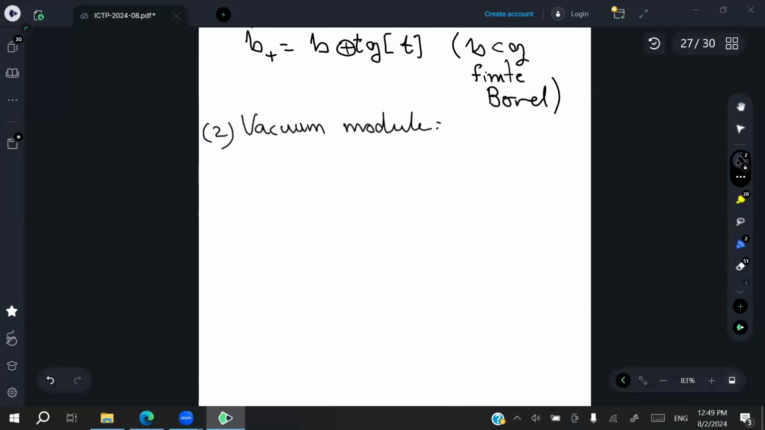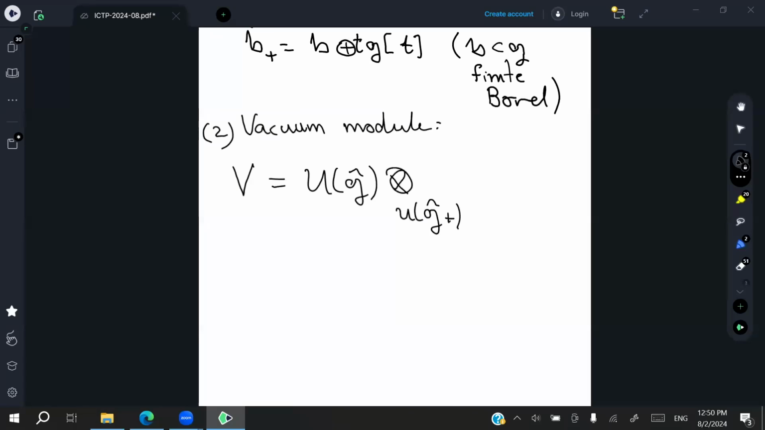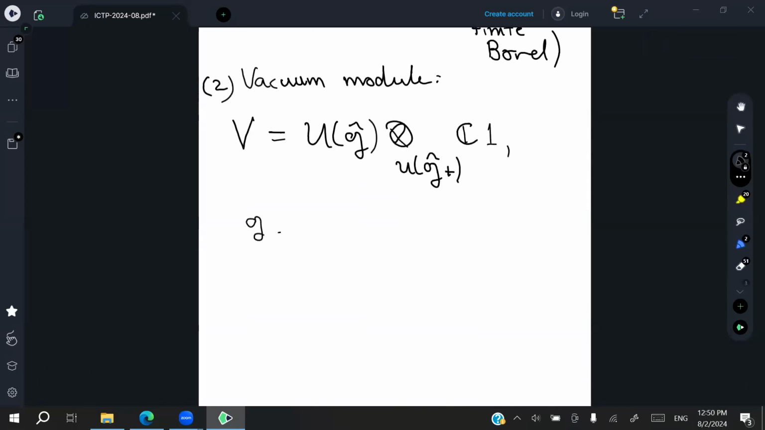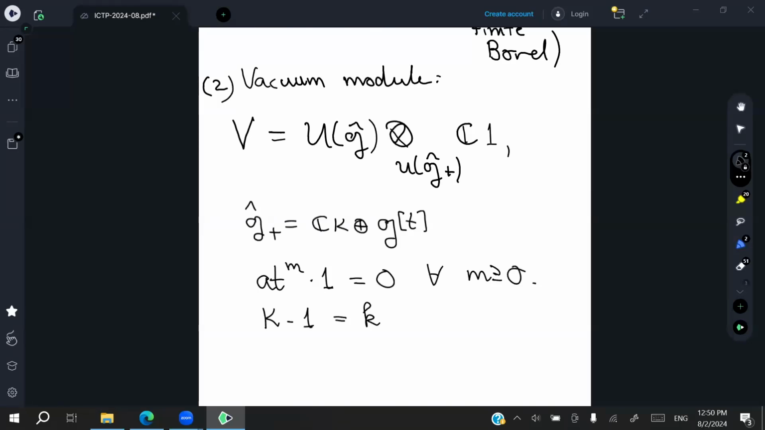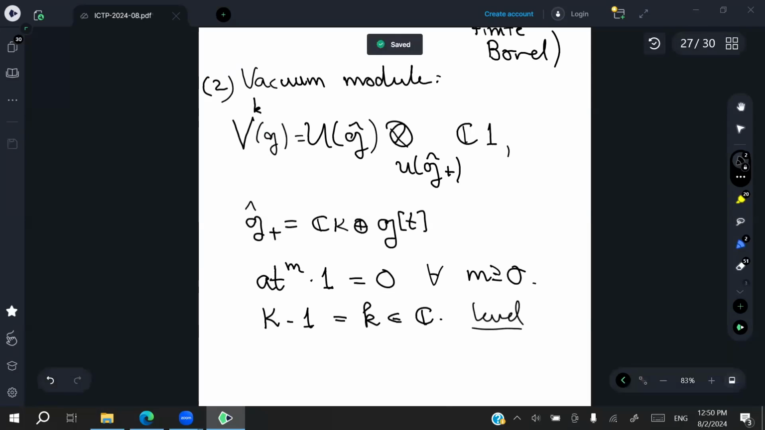So this is quite similar to a Verma module, but what it is, V is U of G hat tensored over U of G hat plus, C, maybe I'll call it 1 suggestively. And here G hat plus is our central term plus G polynomials in t. And we'll say that A t to the m acting on 1 is 0 for all m greater than or equal to 0. K on 1 acts by some parameter k called the level, and I'll call this V k of G, like that. Okay, so what does this gadget kind of look like?